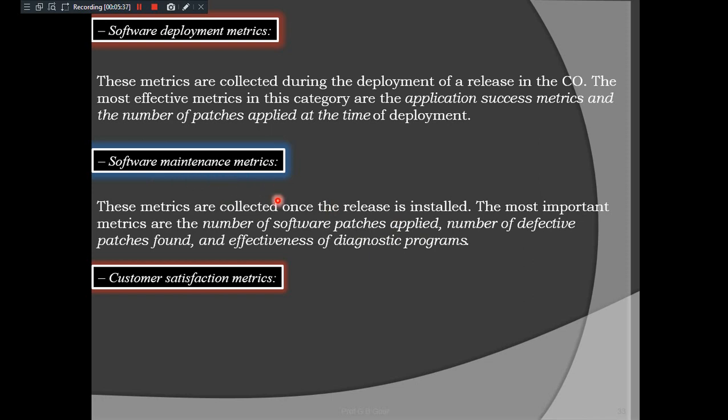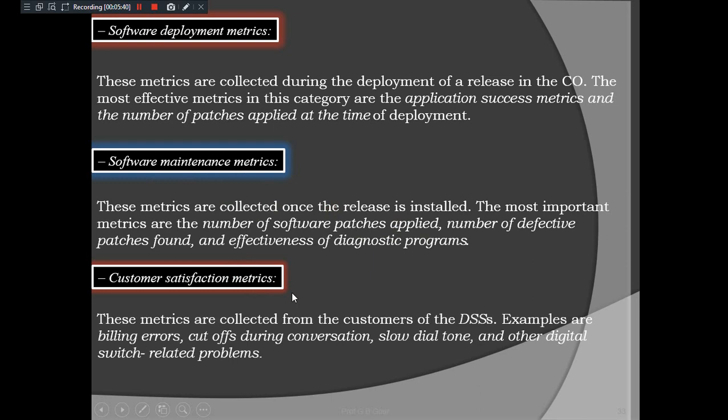Customer satisfaction metrics normally include billing errors, which are directly related to customers, and cut off during conversation, where the communication goes off in the middle of the conversation.